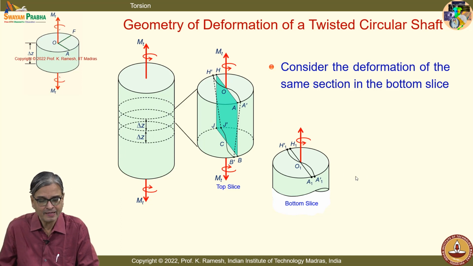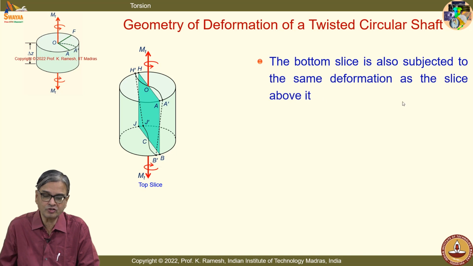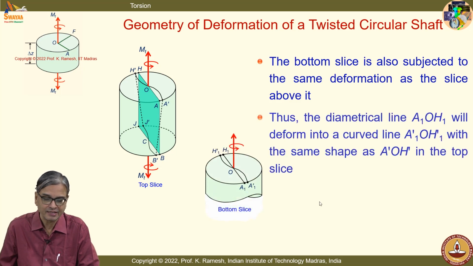Fine. Now, the question is, we have to compare what happens here and what happens here, because these two are same surfaces. I get one result from this, I get another requirement from this. Let us investigate. The bottom slice is also subject to the same deformation as the slice above it, which we have already noted, and it should also be like this. So, the diametrical line A1 O H1 will deform into this, but these two are different.